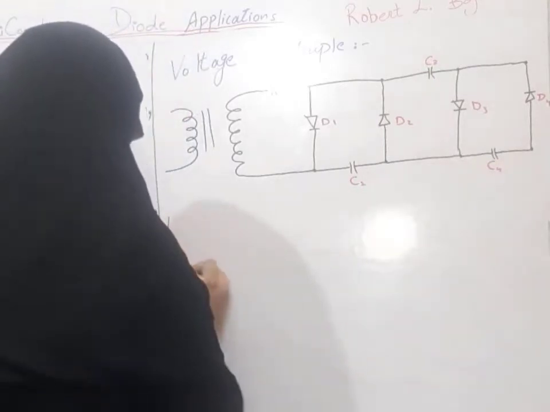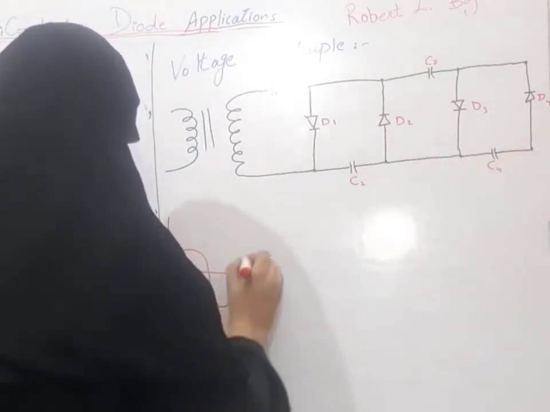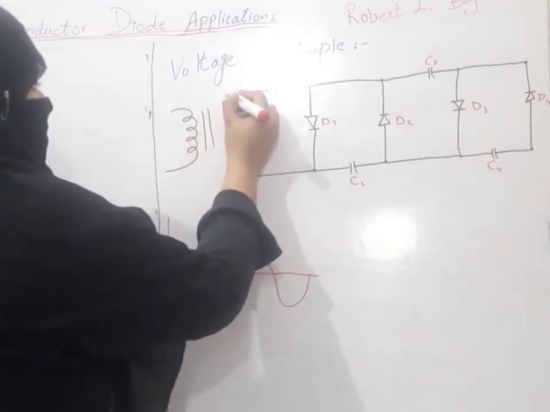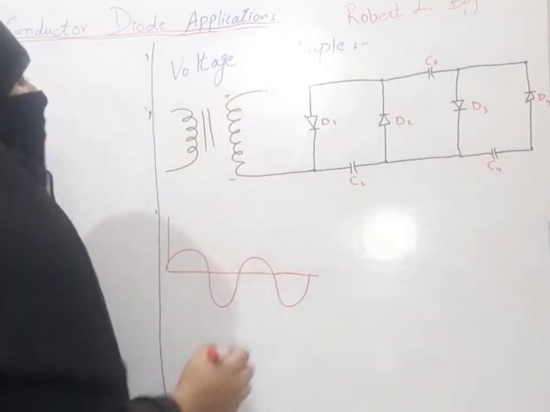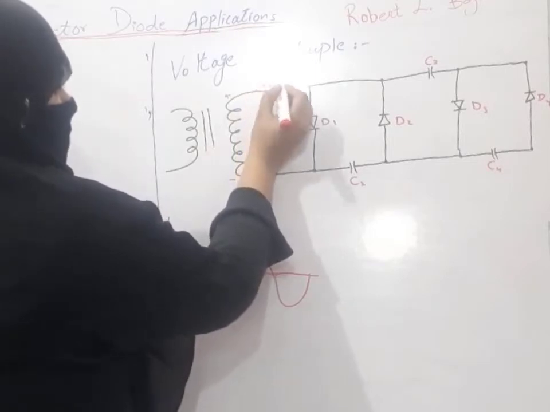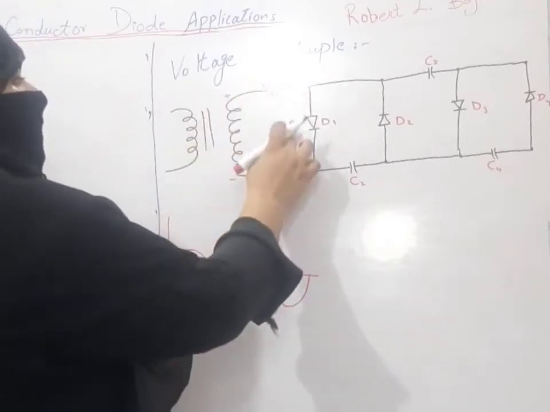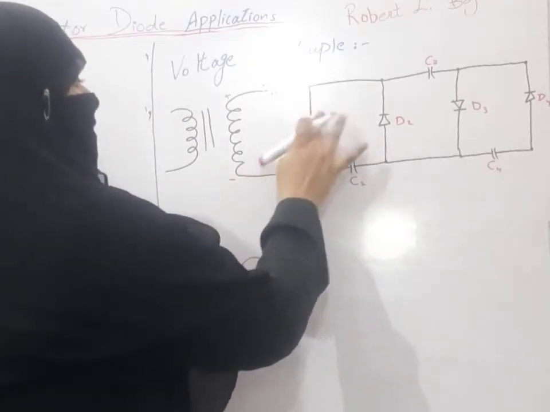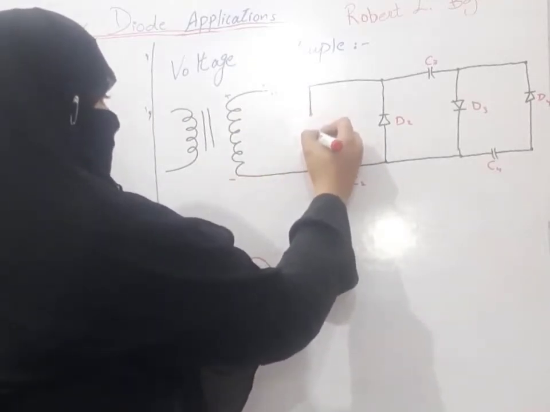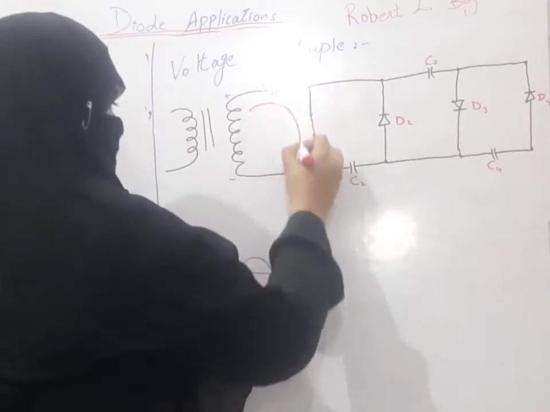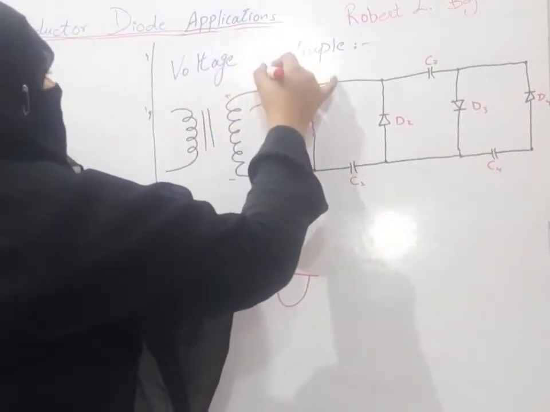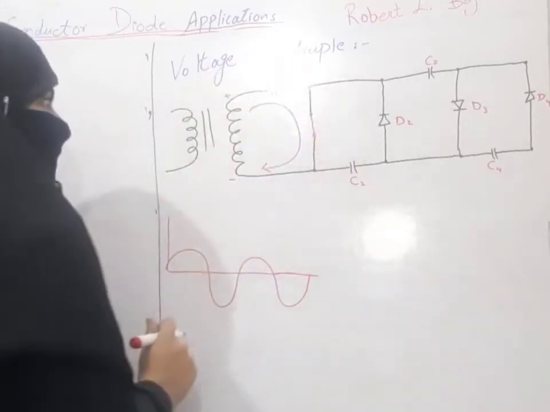For the positive half cycle, there will be positive and there will be negative. Our capacitor polarity will be positive and negative. Our diode D1 will be forward biased, so it will act as a short circuit. Our current will flow in this direction and our capacitor C1 will be charged to the level Vm.